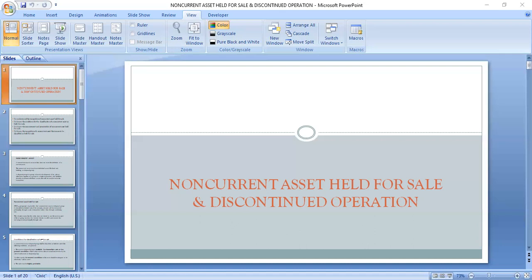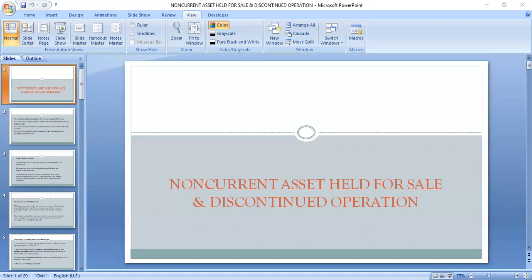So non-current asset is an asset that does not meet the definition of a current asset. And it may be an individual asset like land and building or a disposal group. A disposal group is a group of assets to be disposed of by sale or otherwise, together as a group in a single transaction, and liabilities directly associated with those assets that will be transferred in the transaction.